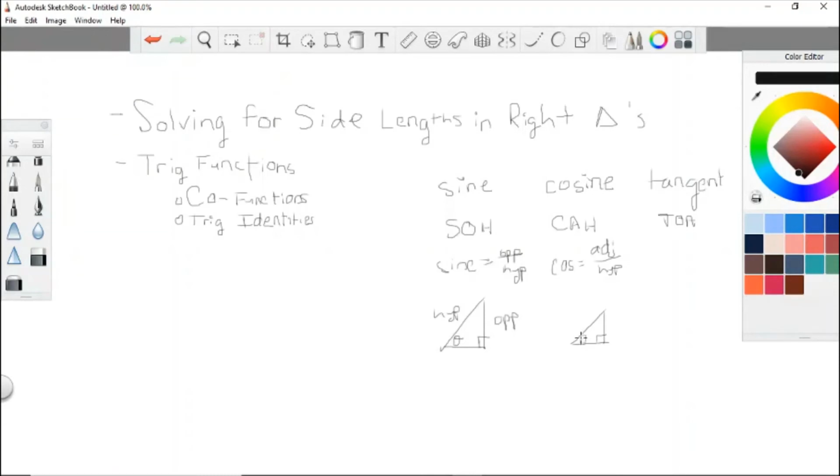So this is your triangle, this is your angle. If you want to find cosine of theta, we're going to the adjacent over the hypotenuse. Very simple. Again, most of you probably already know this. This is just review for most of you. And this is tangent. Tangent is opposite over adjacent. So it will look like this.